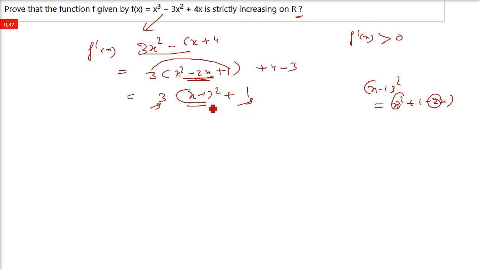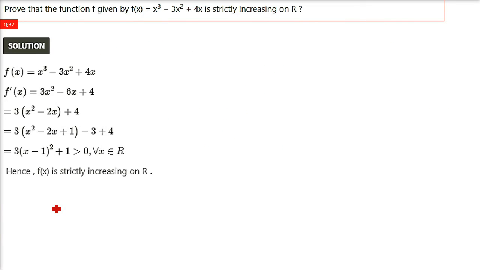How about (x − 1)²? This will always be non-negative because it is a square. So this function's derivative will always be greater than 0, so it is strictly increasing. Now how are you going to write about it? These are the ways you can write.